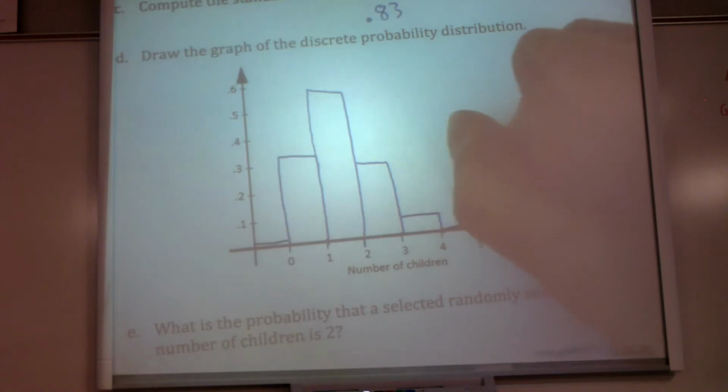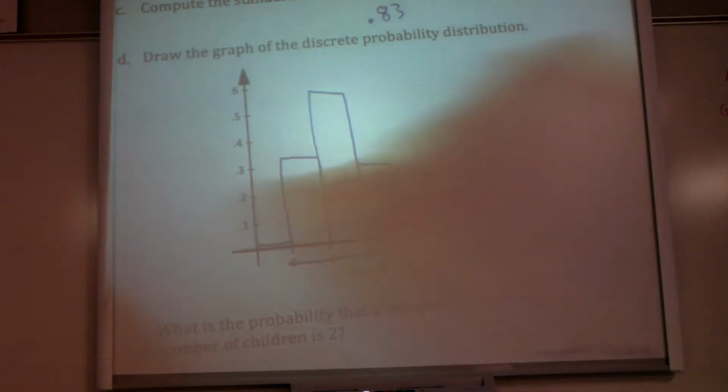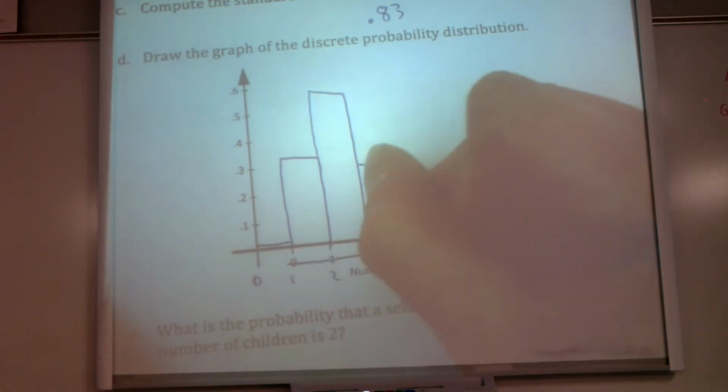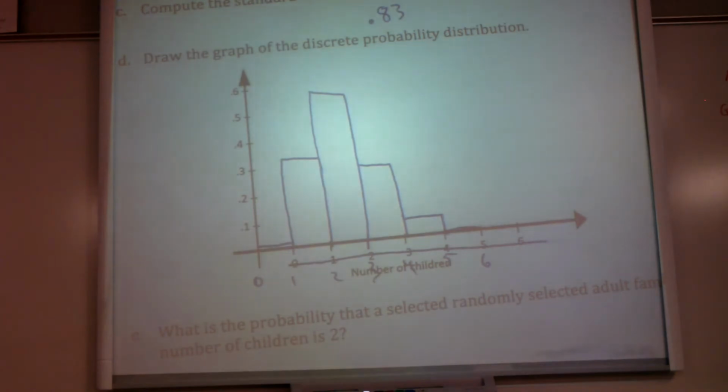Now I actually messed up with my numbers here, so I'm going to cross those out. This was 0, that's 1, 2, 3, 4, 5, 6. Sorry about that, but there you go. So there's our graph. It looks fairly symmetric, maybe slightly skewed to the right, but it's good for us to look at those, and you'll see why in a minute here.